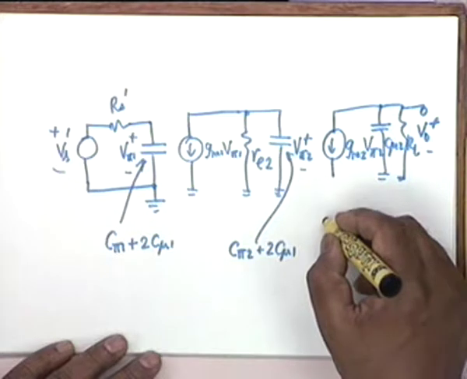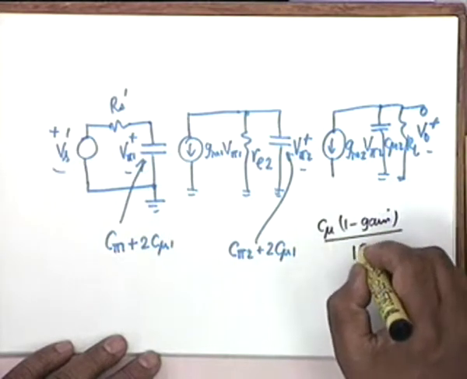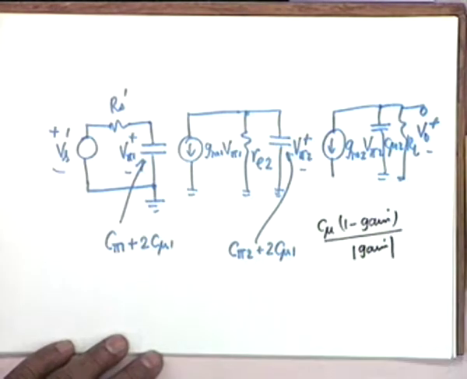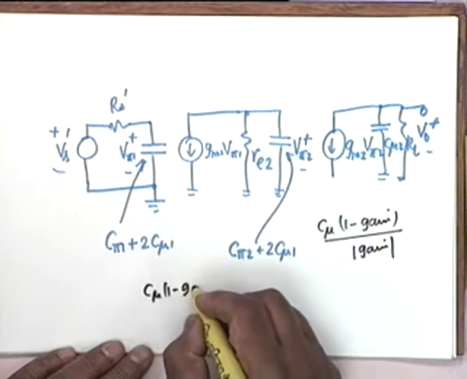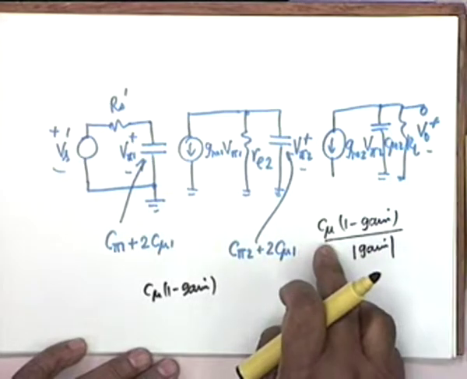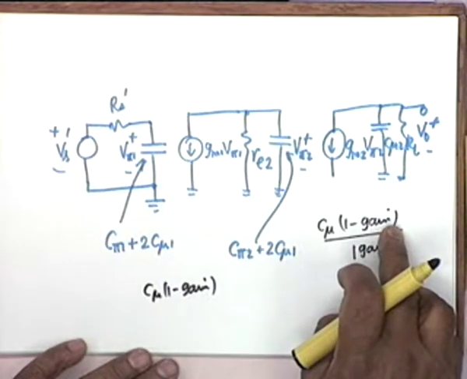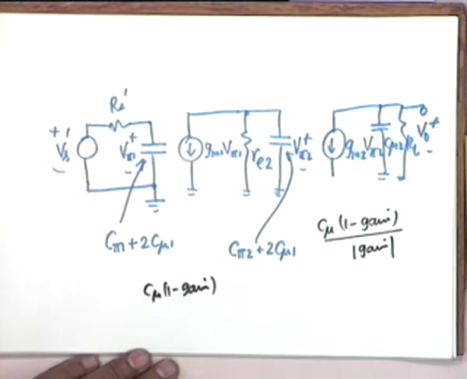You see, Miller approximation is C mu reflects as 1 minus gain divided by magnitude gain. On both the sides? No. On the input side it is C mu times 1 minus gain. But since the gain is minus 1, the two become equal. On the other hand, if GMRL was much larger compared to 1, then this would be simply C mu. If the gain was much larger compared to 1, then this would have been C mu, not twice C mu. And this would have been C mu times 1 plus GMRL.